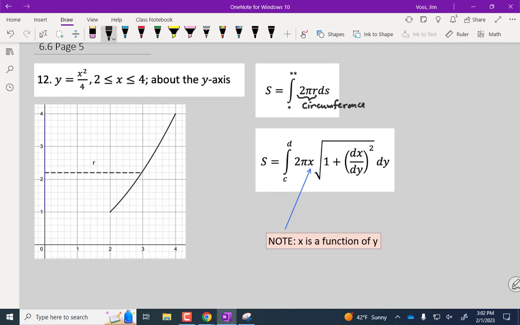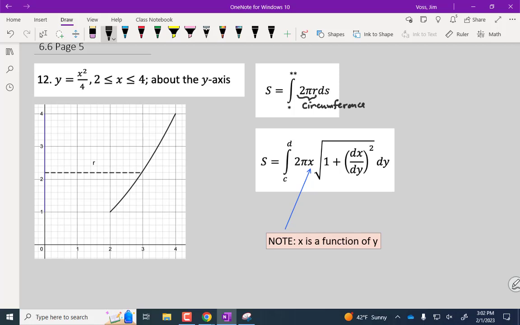And if you take a circumference and then you add a little thickness to it, it becomes a frustum. And that's what the ds is. The ds is representing a little slant to the circumference. So that builds a frustum of a cone. So that's what's happening here.